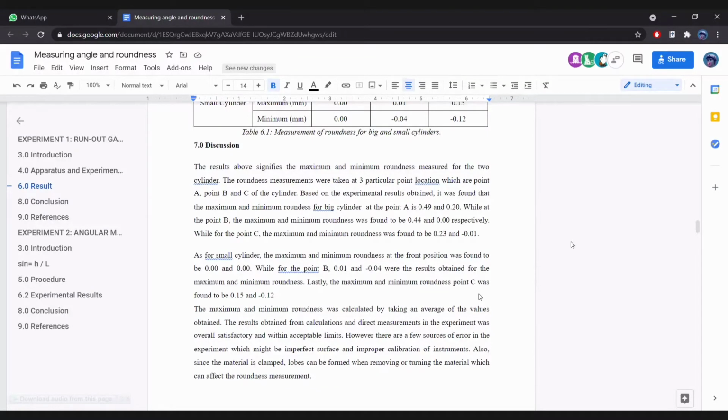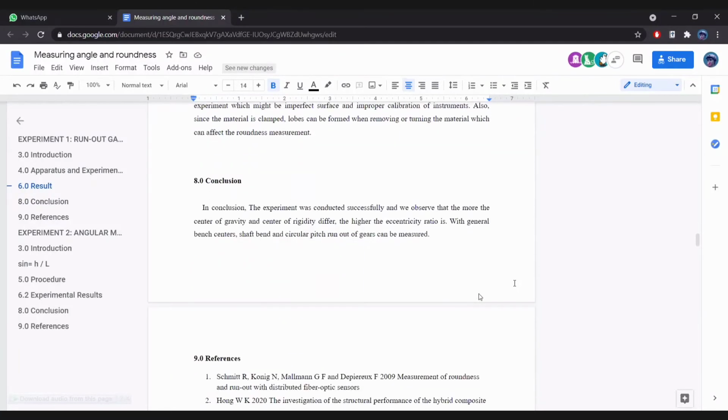the maximum we get is 0.00 and the minimum 0.00 for point A. For point B, the maximum is 0.01 and the minimum is negative 0.04. And for point C, the maximum is 0.15 and the minimum is negative 0.12 millimeter.